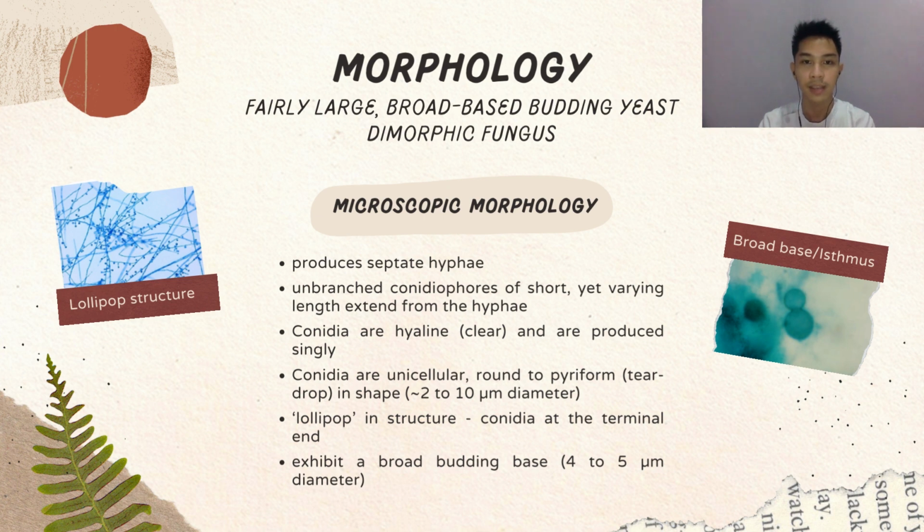Lastly, it exhibits a broad budding base which is 4 to 5 micrometers in diameter, and the budding cell usually remains attached to the parent cell, separating only when reaching the same size as the parent.